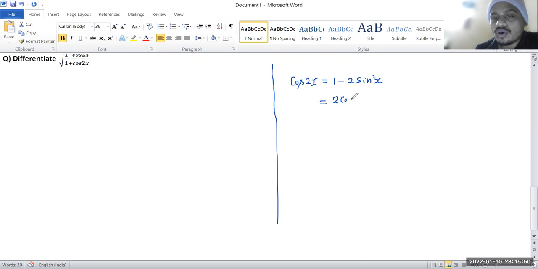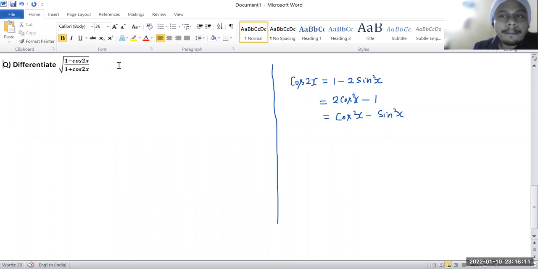And one more formula, from where it is created, is cos square x minus sin square x. Okay, so I am using this formula for solving this question. Just see here.